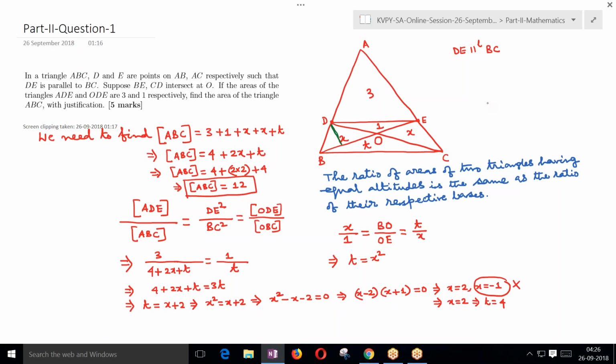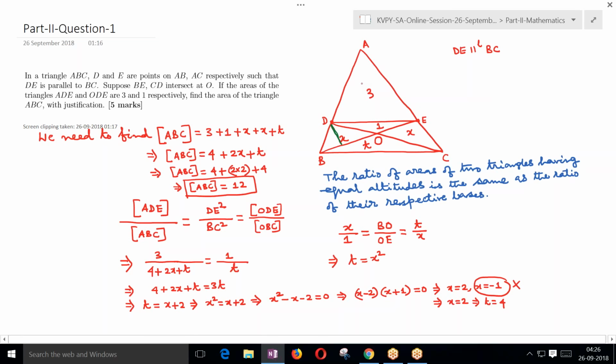Now area of the triangle ADE is 3 units and area of the triangle ABC we derived as 4 plus 2x plus t, and that is equal to area of the triangle ODE, which is given as 1 square unit, divided by area of the triangle OBC, which is given as t square units. Now if you simplify these two, you are going to get t is equal to x plus 2. Now in the previous equation, we have derived t is equal to x square, and then you simplify.